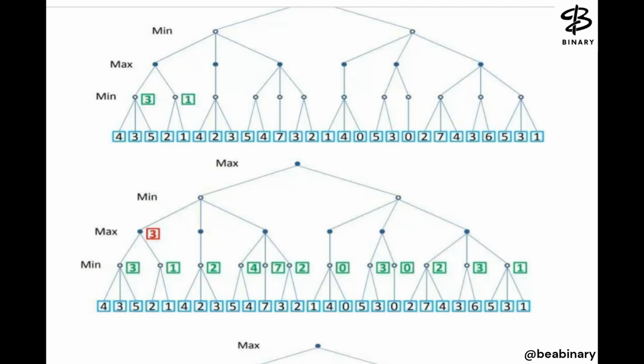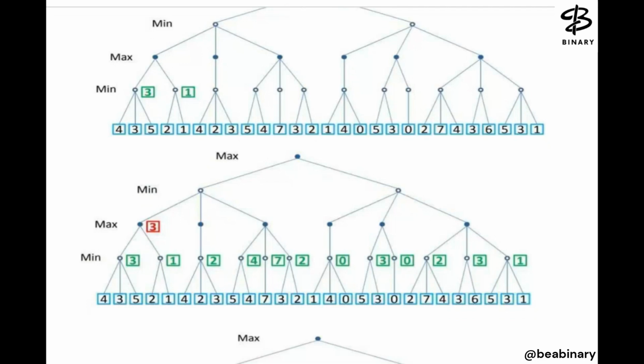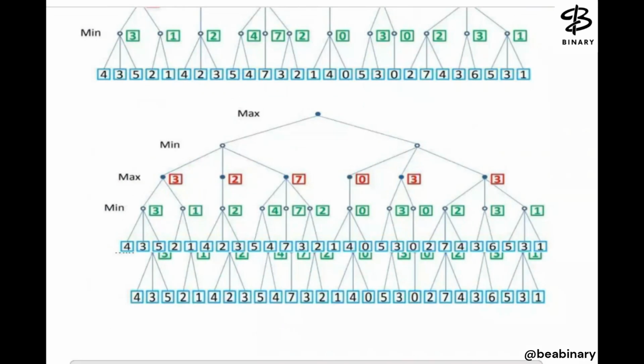Again here the 2 will be there, the 7 will be there, 0 will be there. In this case the 3 will be there and in this case the 3 will be there. So another level will be completed according to maximum value, right? So here the values are 3, 2, 7, 0, 3 and 3. Now based on minimum again, we will find the minimum value.